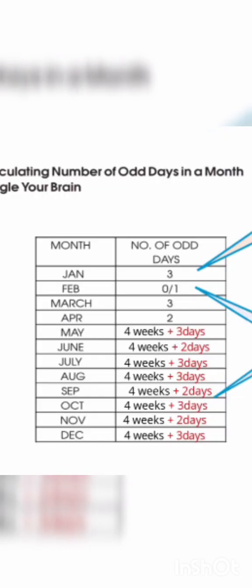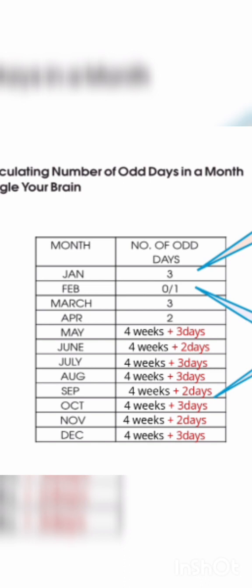In January, we know there are 31 days. So, if we calculate the number of weeks, the days in complete weeks would be 28. How? As 7 into 4 equals 28, so there are 4 weeks. Now we know that in January there are 31 days, so 31 minus 28 is 3 days. So these 3 days are the odd days. Odd days are just the days which do not come in a complete week.